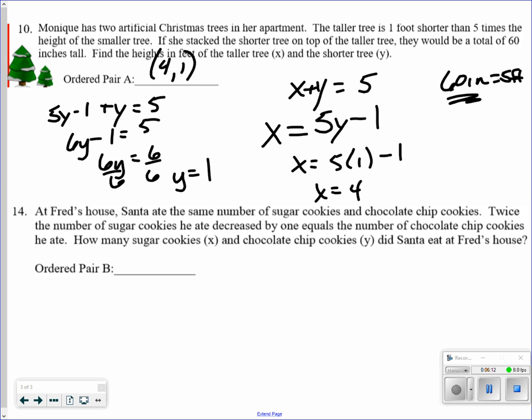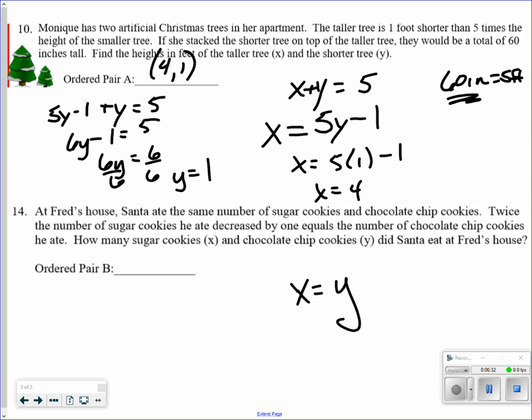At Fred's house, next one. At Fred's house, Santa ate the same number of sugar cookies and chocolate chip cookies. Twice the number of sugar cookies he ate decreased by 1 equals the number of chocolate chip cookies he ate. How many sugar cookies and chocolate chip cookies did he eat? Now, he ate the same number of both. So x actually equals y.